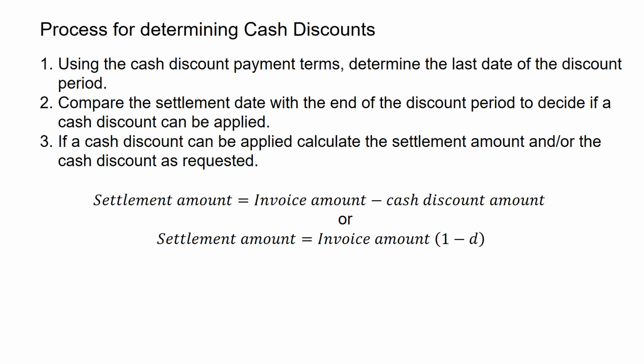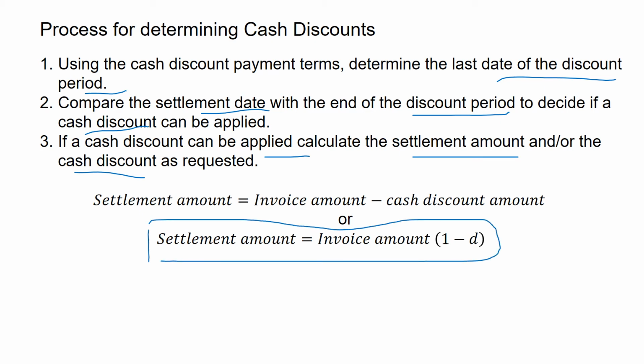Now the process to calculate cash discounts is, first of all, using the cash payment terms, calculate the date of the discount period, right? Then compare the settlement date with the end of the discount period date to decide if the cash discount is applicable or not. If a cash discount can be applied, calculate the settlement amount and the cash discount. Now the formula to calculate the settlement amount is equal to the invoice amount times (1 - D), where D is the rate of discount, right? If it is a 2% discount, D is 0.02.